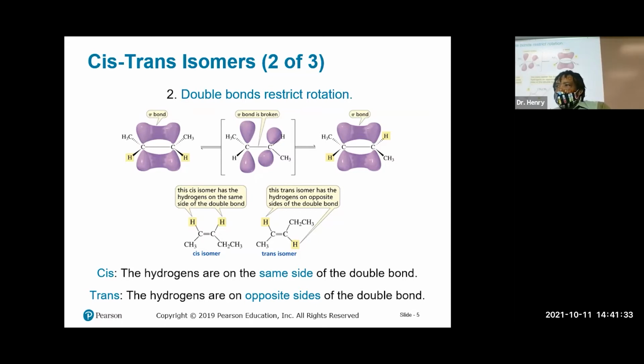Where's your double bond? Make a double bond. You want to show them your double bond? Let's see your double bond. Have you put a double bond up there?